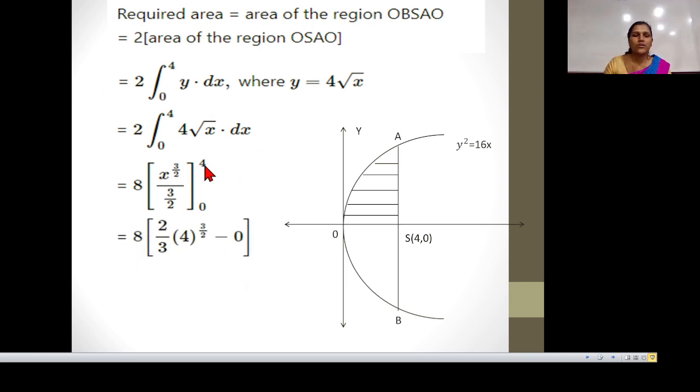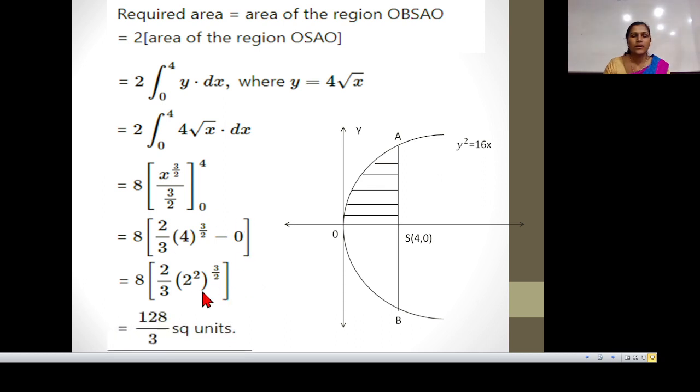By putting the upper limit, we get this value. By putting the lower limit, we get this value. So on calculation, we get this term. And the final answer of this area, or of this integral, is 128 divided by 3 square units.